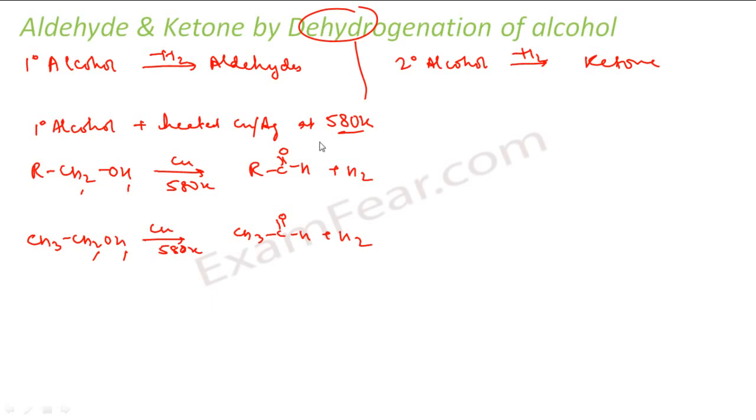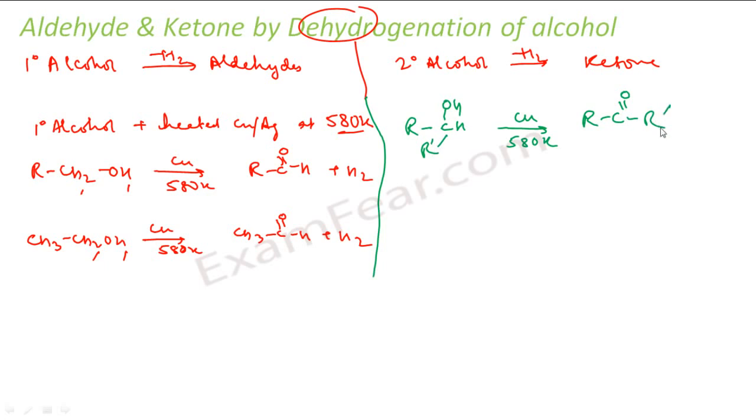Let's see the same reaction for ketones. 2 degree alcohol, again the same, you heat at 580 Kelvin. So the reaction is R, CH, R, and OH. In this case, this is a 2 degree alcohol. Here also you heat with copper at almost 580 Kelvin, 573 to be specific, and you get RCOR. It can be R dash, just to give a general equation, plus a hydrogen is emitted.